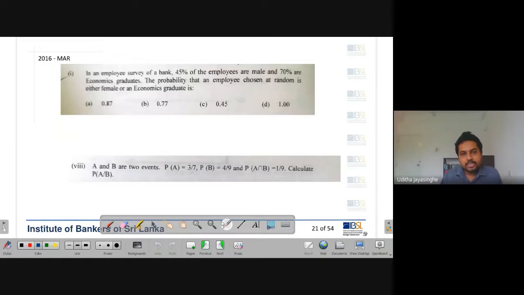In an employee survey of a bank, 45% of the employees are male and 70% are economic graduates. The probability that an employee chosen at random is either female or an economic graduate is.